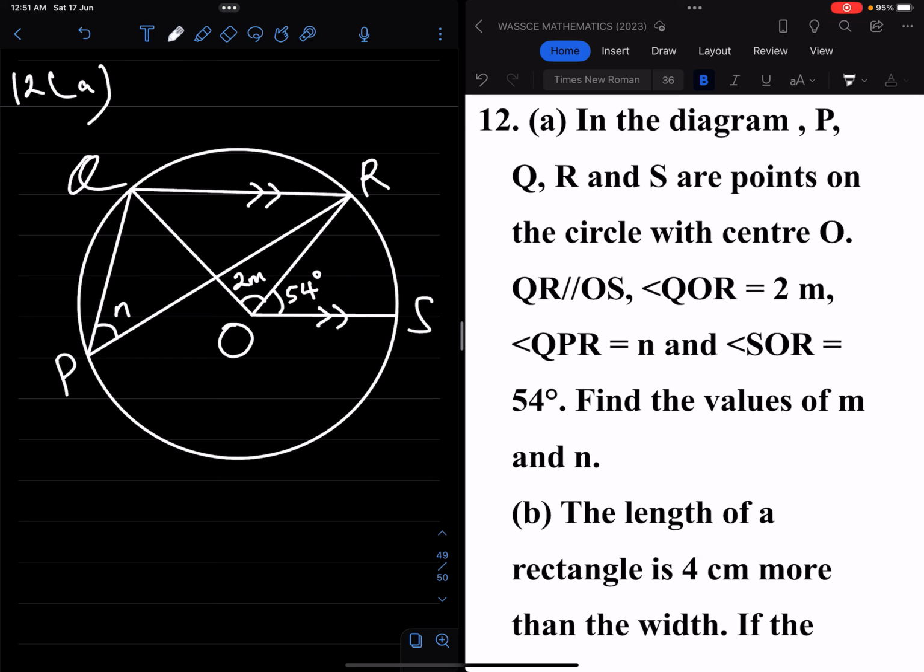Angle QOR is equal to 2M, as shown in the diagram. Angle QPR is equal to N, that's also in the diagram. And angle SOR is equal to 54 degrees. Find the values of M and N.